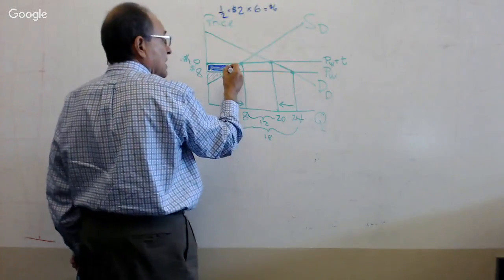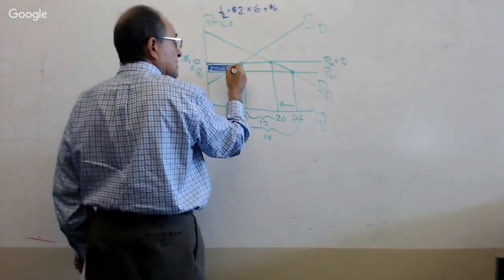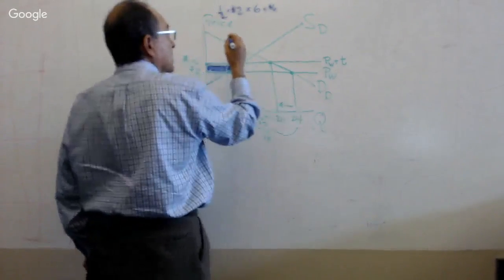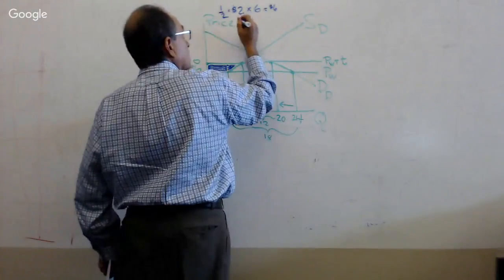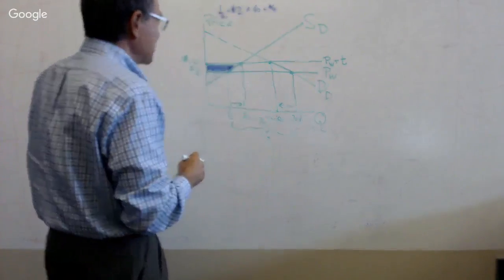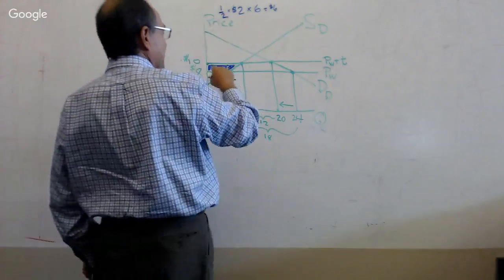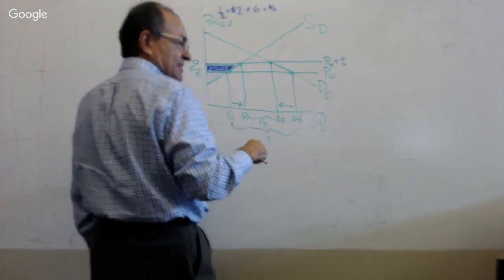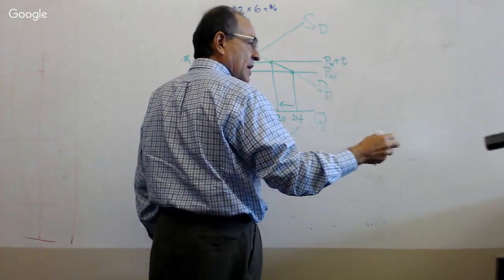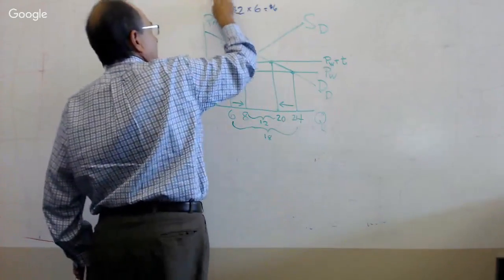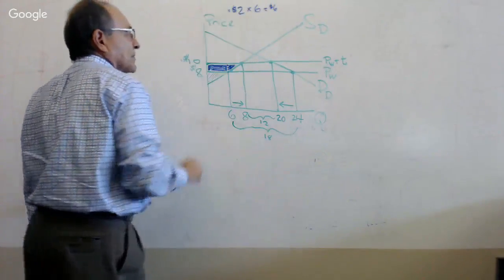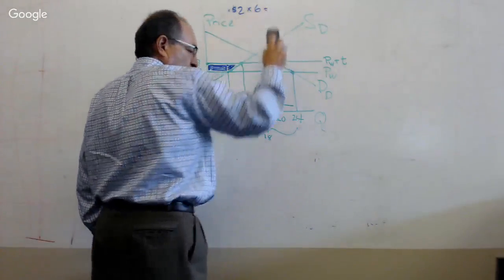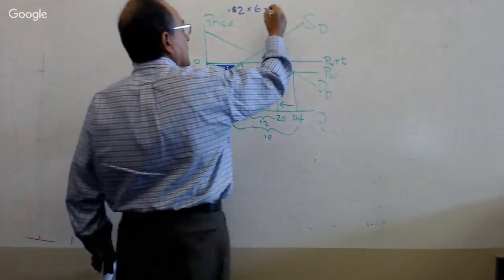Now we need to calculate the triangle, which is the second part of the increase in producer surplus. Oh, excuse me, I made an error here. I was calculating the area for a triangle. Do we have an eraser? We do. Glad I caught myself. There we go. The area of a rectangle is $2 times 6, or $12. The height times the width.